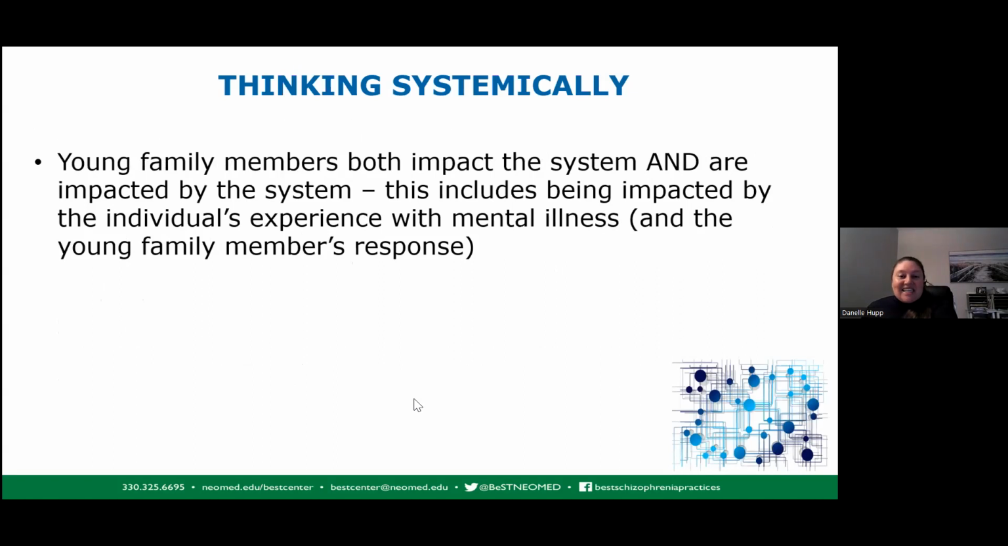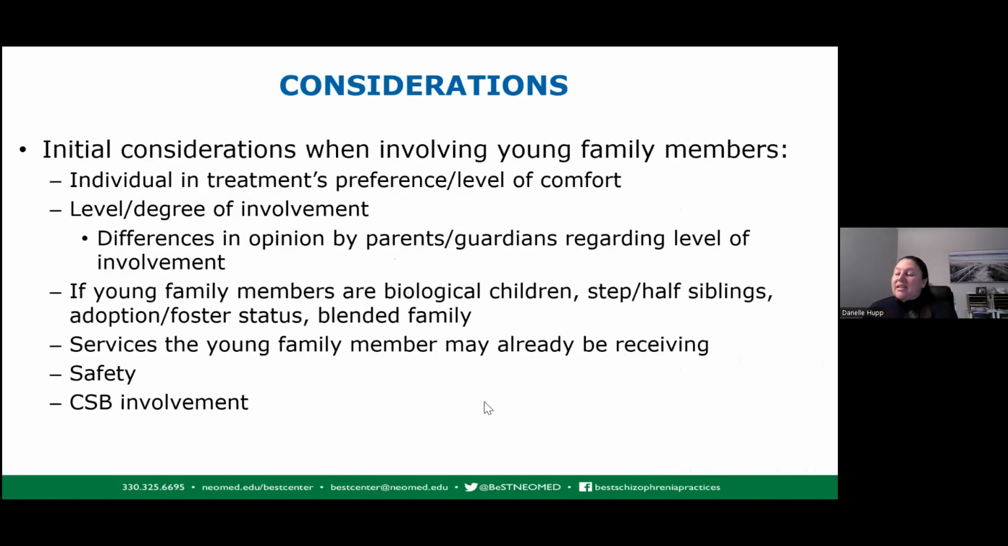Obviously, I think I say this in every talk, start by thinking systemically, thinking about the family system. Young family members both impact the system and are impacted by the system. This includes being impacted by the individual's experience with mental illness, as well as the young family member's response to that illness, which can, in turn, impact the individual in treatment. So that constant reciprocity, that circular motion, is what we will see within family systems.